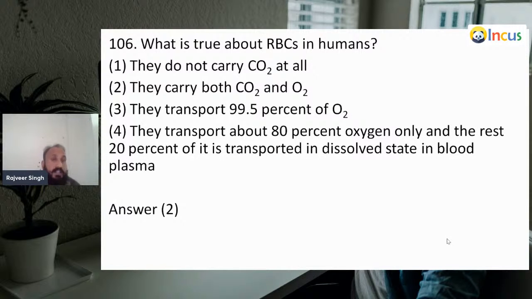Then, the next question: what is true about RBCs in a human? They do not carry CO2 at all. They carry both CO2 and O2. They transport 99.5% of O2. They transport about 80% oxygen only, and the rest 20% is transported in dissolved state in the blood plasma. So the answer will be second. They carry both CO2 and O2 is the right answer.